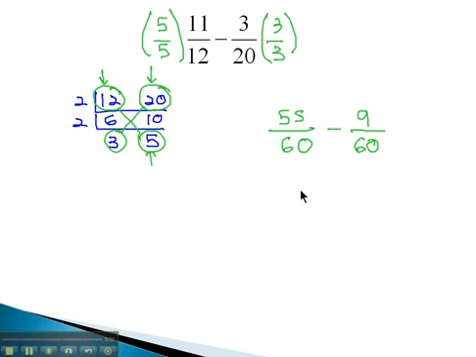55 minus 9 is 46 over 60. And then we can reduce that fraction by dividing both by 2, which will give us 23/30 for our final solution.